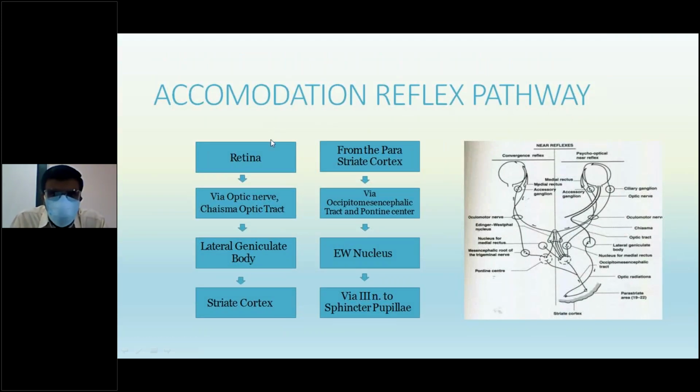Accommodation reflex pathway. From the retina, the accommodative reflex via the optic nerve reaches the optic chiasma and the lateral geniculate body. From the lateral geniculate body, it reaches the striate cortex. From the striate cortex, it reaches the parastriate cortex. From the parastriate cortex, it reaches the pontine center. From the pontine center, it reaches the Edinger-Westphal nucleus, and along the third nerve, it reaches the sphincter pupillae. This is the pathway of the accommodation reflex.